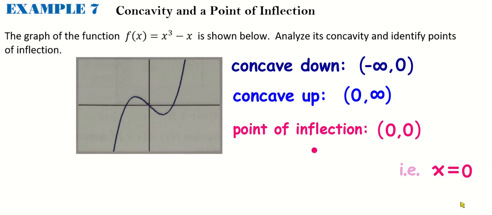In other words, at x equals 0. So in calculus, it's very common just to say the x coordinate for your point of inflection, but obviously the entire xy ordered pair is 0, 0.